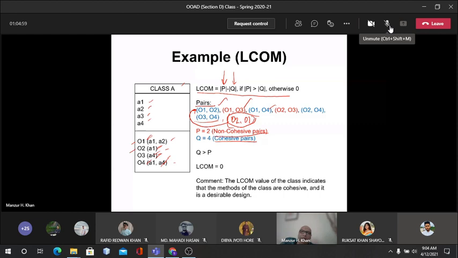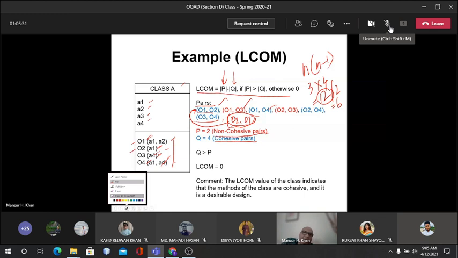Actually, the total number of pairs that can be created with these 4 methods is n into n minus 1. That means 3 into 4, 12 pairs. But half of the pairs will be repetitive. So that's why we take the half, which is 6. O1, O2 and O2, O1 are actually the same pair for our calculation. So all the repetitive pairs we have removed, and finally what we have is 6 unique pairs.